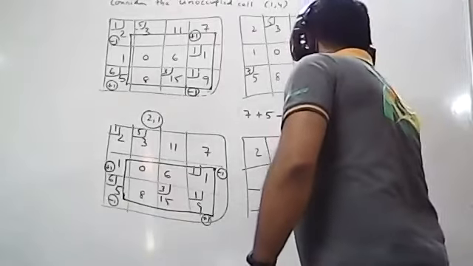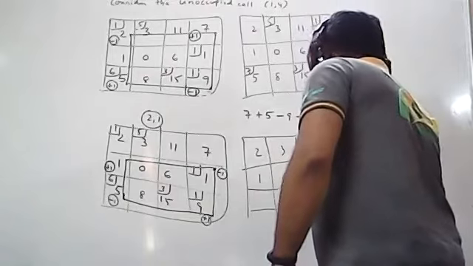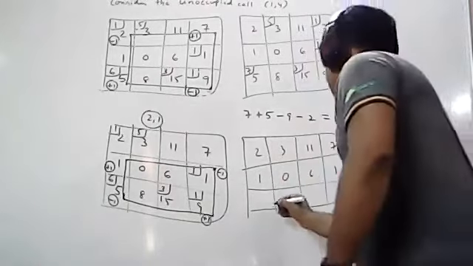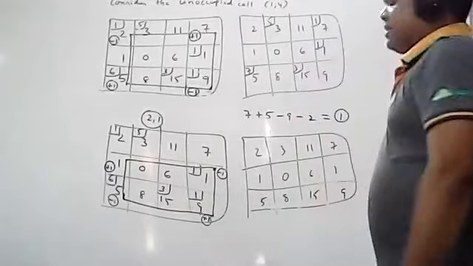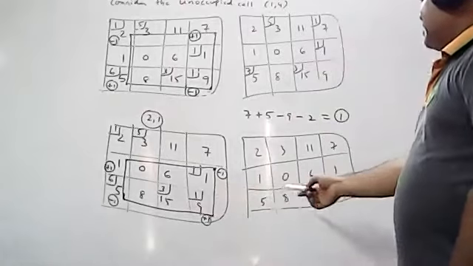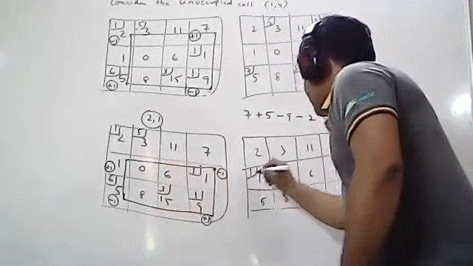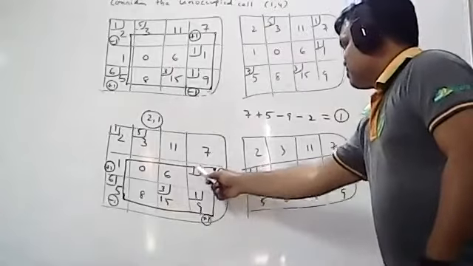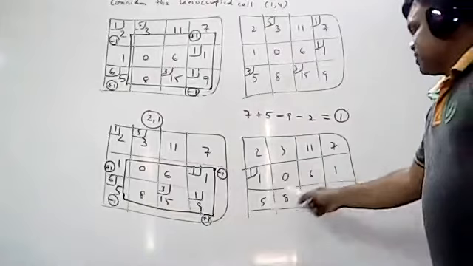So this is 2, 3, 11, 7. This is 1, 0, 6, 1. This is 5, 8, 15, 9. So first I will finish the loop. Loop means wherever you get plus 1, just add. So this is plus 1 here, starting the loop. So this is occupied now. This is 1 you got. So this is minus 1. 1 minus 1, 0 means this is unoccupied now. Okay, and then plus 1.